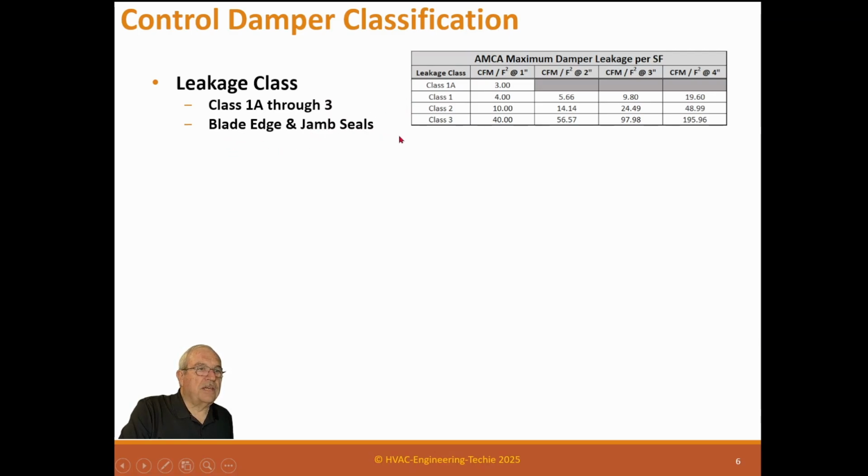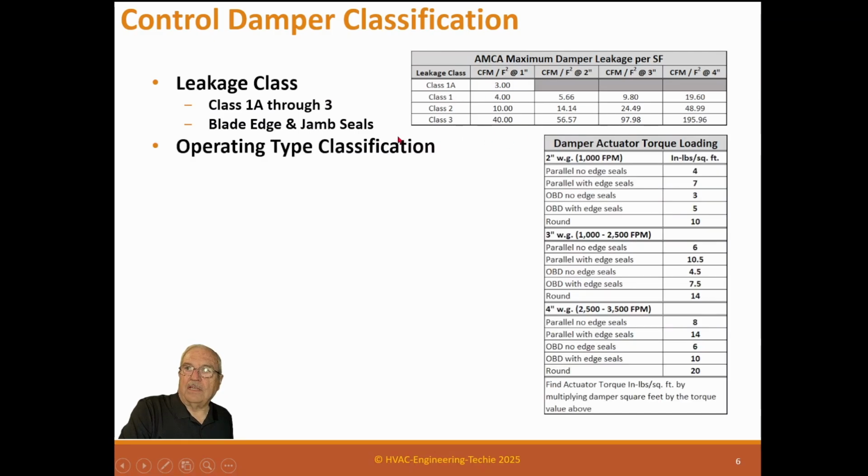Blade seals and jam seals change it slightly. And here are some torque loading classification type dampers. So if a damper is actuated with torque loading at 2 inches at 1,000 RPM, which is this one, at parallel blade seals, this is the damper actuator torque loading. And this is important here because this is how you size an actuator.